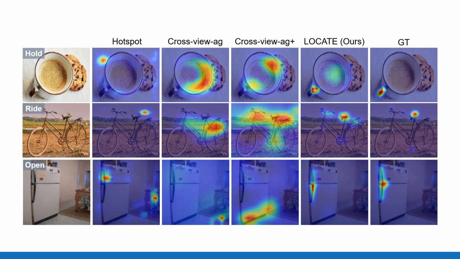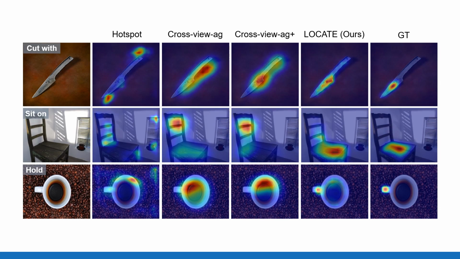Compared to previous methods, we observe that LOCATE can make more concentrated and accurate predictions. Especially for complex objects like bicycles and refrigerators, even in the unseen setting, our method can still locate the saddle of bicycles for riding, and the handle of refrigerators for opening. Here we show more visual results.